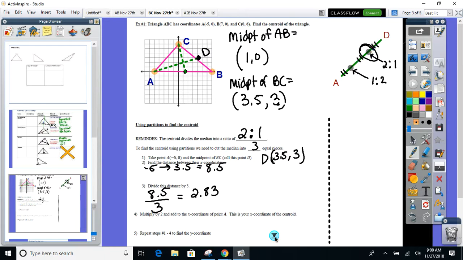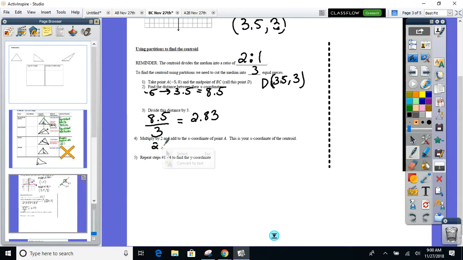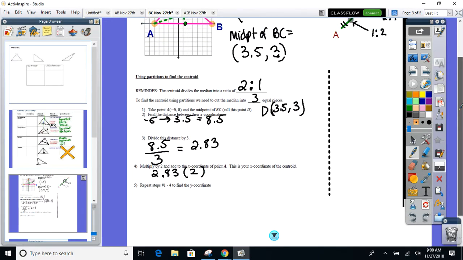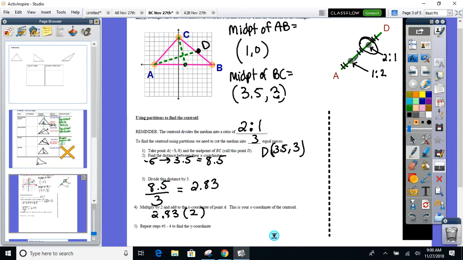So not only do I want to go 2.83, but do you see why now I need to multiply that by 2? Because only going by 2.83 is going to get me here. I need to go by another 2.83. That's why I'm multiplying it by 2. Can you help me with the total distance I need to go? So about 5.66, right?